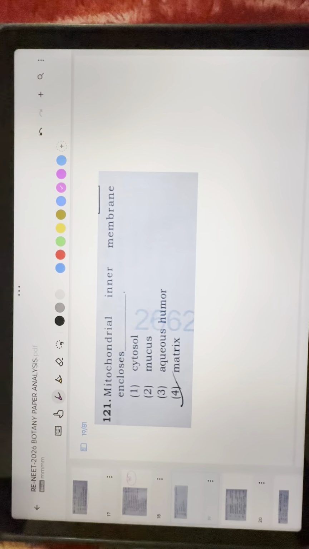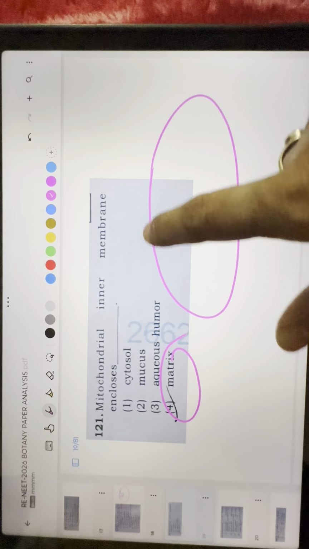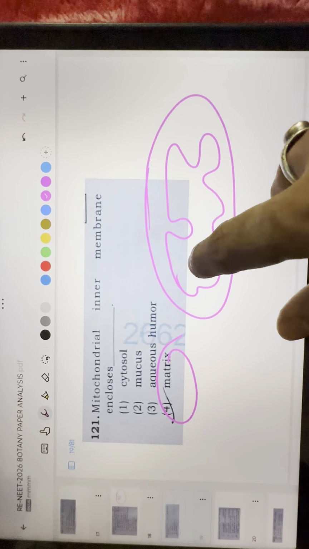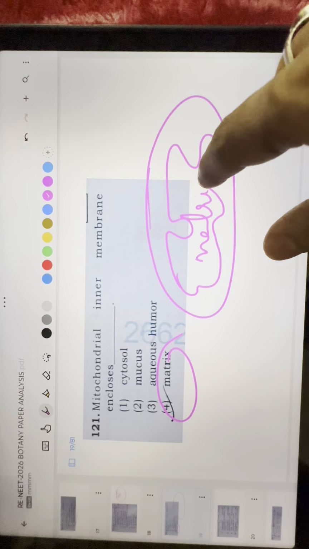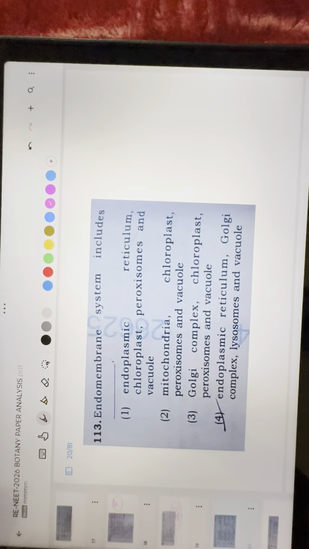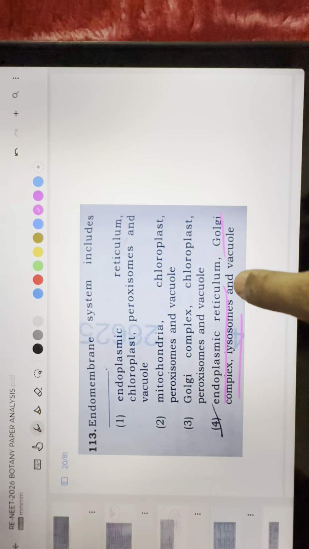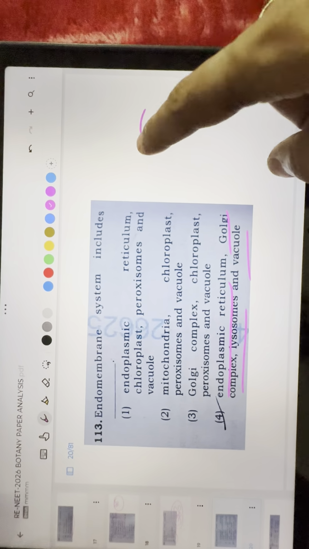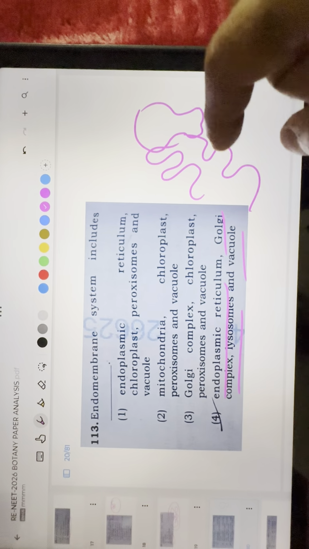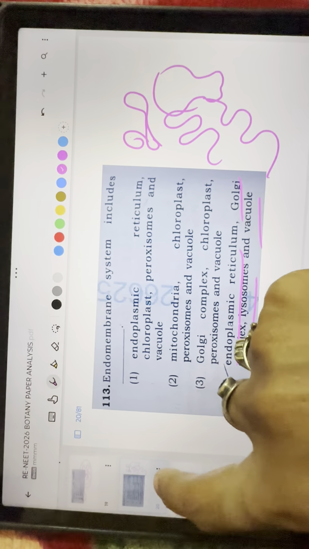Next question. Mitochondria inner membrane encloses matrix, because in mitochondria, if you look at outer membrane and inner membrane, the inner membrane will be having foldings, and this is enclosing the internal structure called as a matrix. Next, endomembrane system includes the endoplasmic reticulum, Golgi complex, lysosomes and vacuoles. So if you look at this nuclear membrane here, endoplasmic reticulum, rough endoplasmic, smooth endoplasmic, then Golgi complex, then from here lysosomes and vacuoles will be arising.